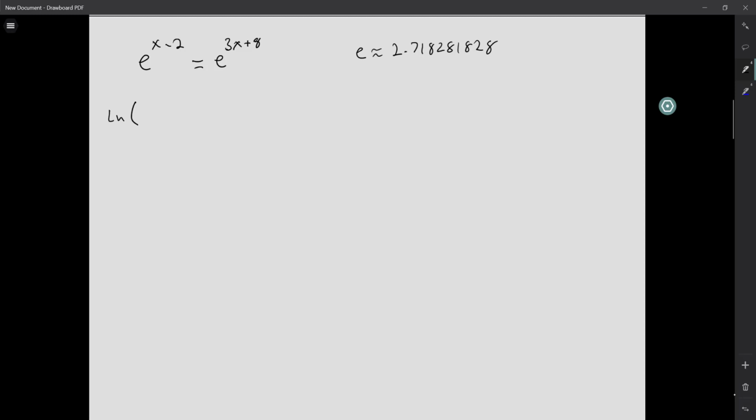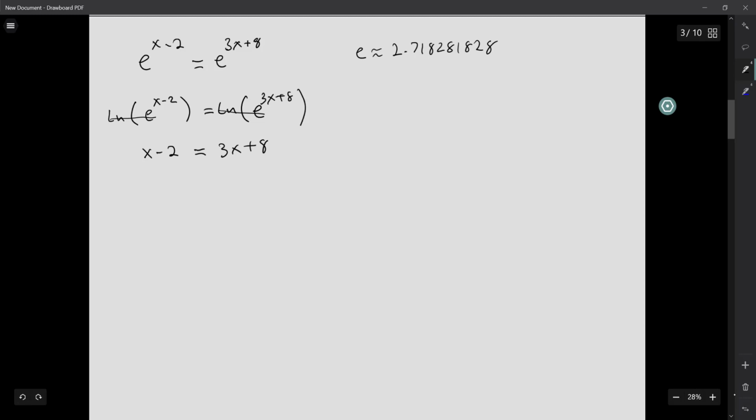And in the previous problem, we used log base 5 because it would cancel with the 5. We get natural log of e to the x minus 2 equals natural log of e to the 3x plus 8. And I can say the natural log and the e cancel because exponents and logs cancel. So I've got x minus 2 equal to 3x plus 8. And the long version of that step is what I did on the previous page.